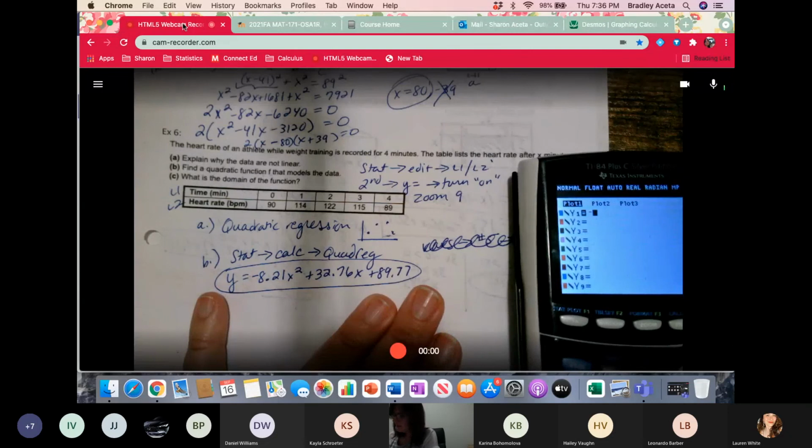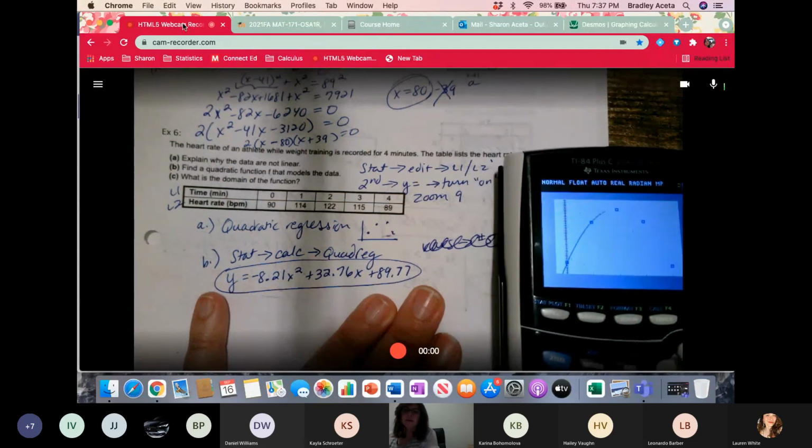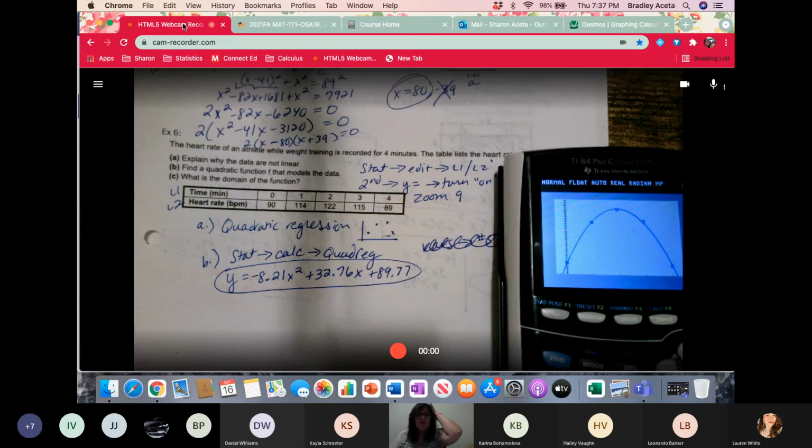I'm going to type negative 8.21x squared plus 32.76x plus 89.77, and I'm going to hit graph. And look at that, it just graphs it nicely for you. There we go. And then it asks, what is the domain of the function?